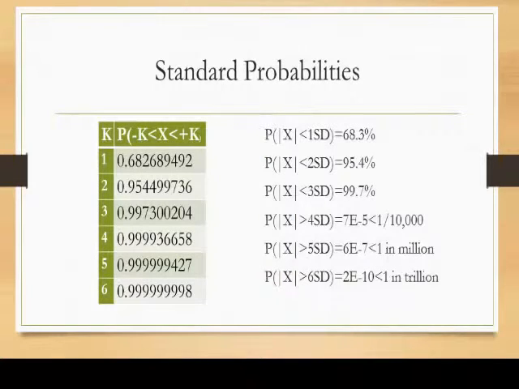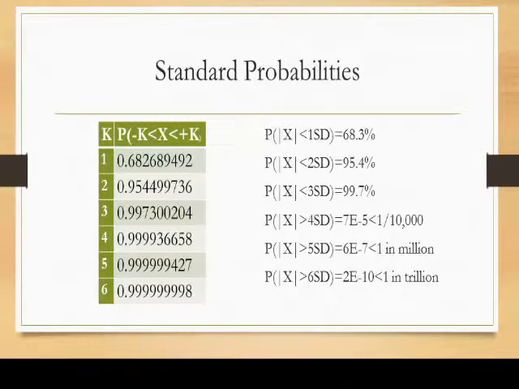Alright, now one more thing that is very important to learn about the normal distribution is the probabilities of 1, 2, 3, 4, 5 and 6 standard deviations. You don't need to know all of them, just 1, 2 and 3. So the probability that x is between minus 1 and plus 1, that's probability of x being within one standard deviation of its mean, is 68.3%. The 0.3 doesn't matter, 68% is good enough.